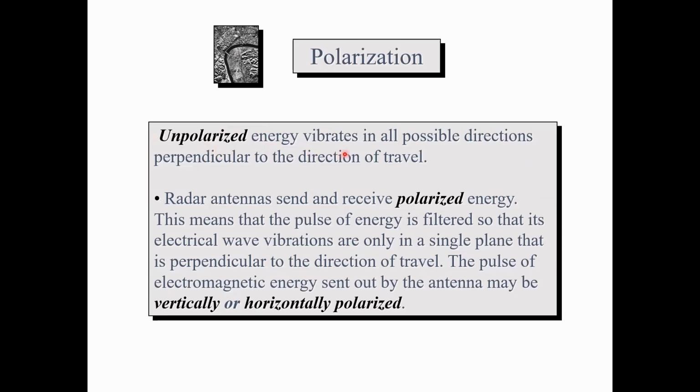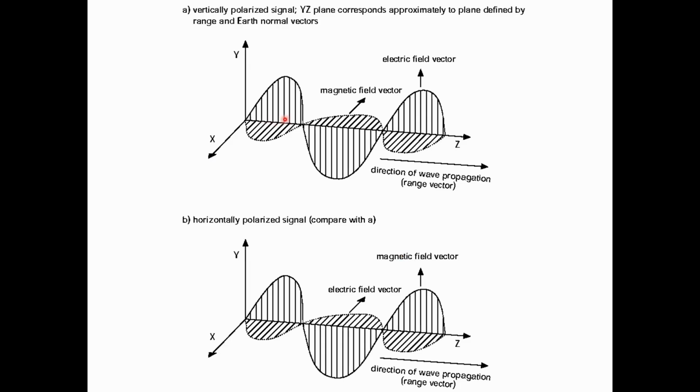Polarized energy vibrates in all possible directions perpendicular to the direction of travel. But radar antennas send and receive polarized energy. So I've explained energy can be either vertically polarized or horizontally polarized. You'll be able to read it here. So I had my diagrams here. What I mean by vertically polarized is this, then horizontally polarized is this. That's if it goes like that. I try to draw the vertically polarized, compared with the horizontally polarized image.